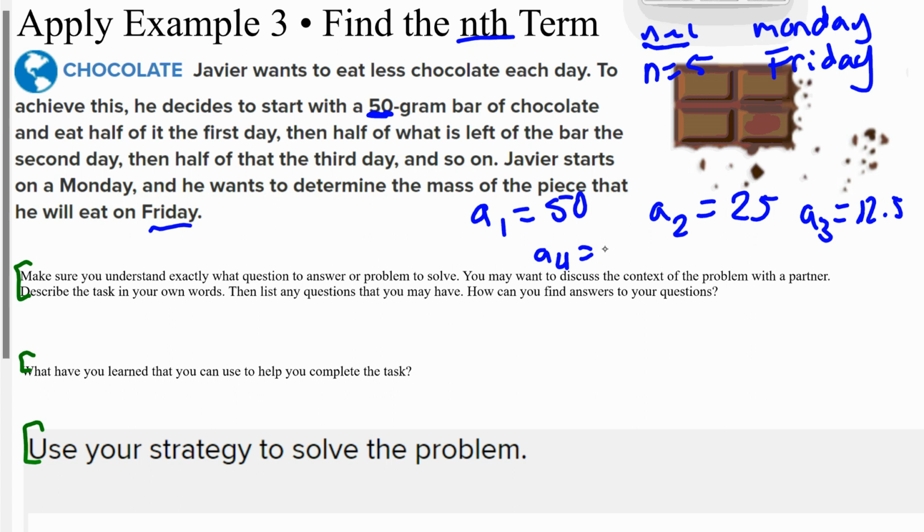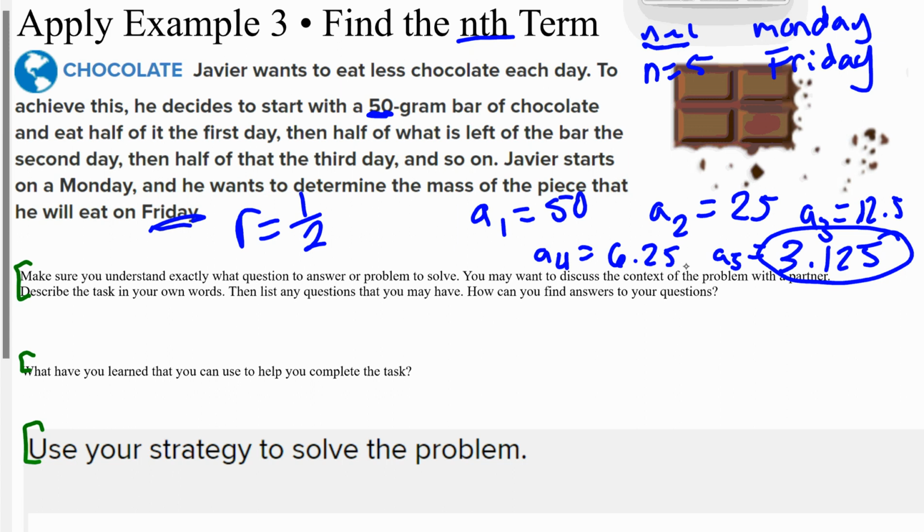So we could just do this by hand, right? But is there any kind of formula that we could write that explains it? We can see as we go down, we're dividing by 2, or timesing by half. So this r is called our common ratio, kind of like our rate when we talk about exponentials, is 1/2. And then a sub 4 would be 6.25, and our last day, a sub 5, Friday, is 3.125. So there's our answer. That's how many grams are left on Friday.